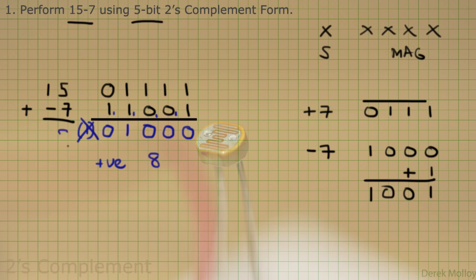And that conforms with what we would expect. We would expect that 15 minus 7 in decimal would give us a value of 8. We know that. But that's not the point. The point is now we're starting to work towards a system where we can build circuits that are able to do this type of arithmetic for us.